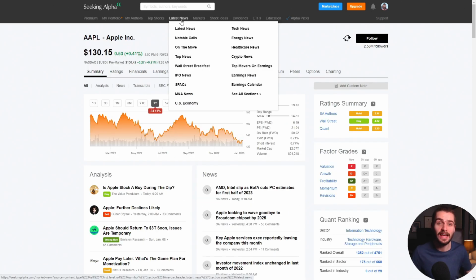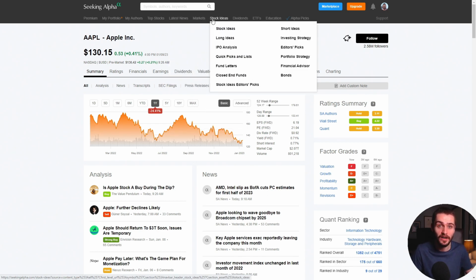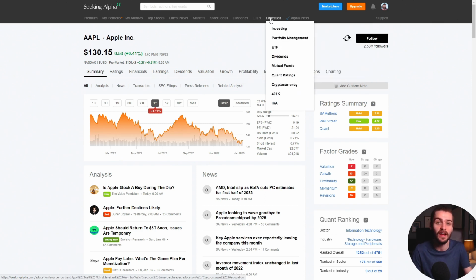stocks. There's also dedicated tabs for news, where you can view news items on a more granular level, markets, where you can view content relating to specific markets, stock ideas, dividends, a full section for ETFs, and also investor education. The education section is then further broken down into investing, portfolio management, ETFs, dividends, mutual funds, quantitative ratings, crypto, 401ks, and IRAs, with the last two being more relevant to US-based investors.